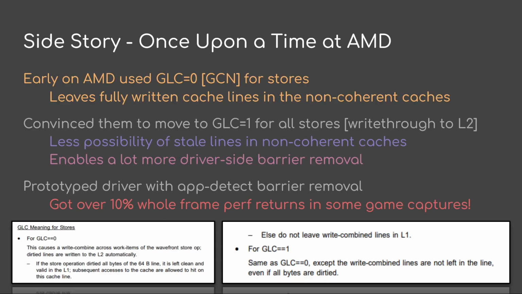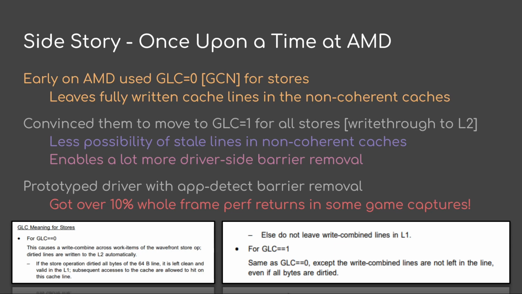Let's go into a side story. Once upon a time at AMD, around the time of GCN, early AMD compilers used GLC equals 0 for stores. That would leave fully written cache lines on incoherent caches. I convinced them to move to GLC 1 for all stores. That way you don't leave any of the fully written lines in the incoherent caches. You get less possibility of stale lines. It enables a lot more driver-side barrier removal too. I prototyped a driver with app-detect barrier removal. With some of the traces I was getting 10% whole frame perf returns.